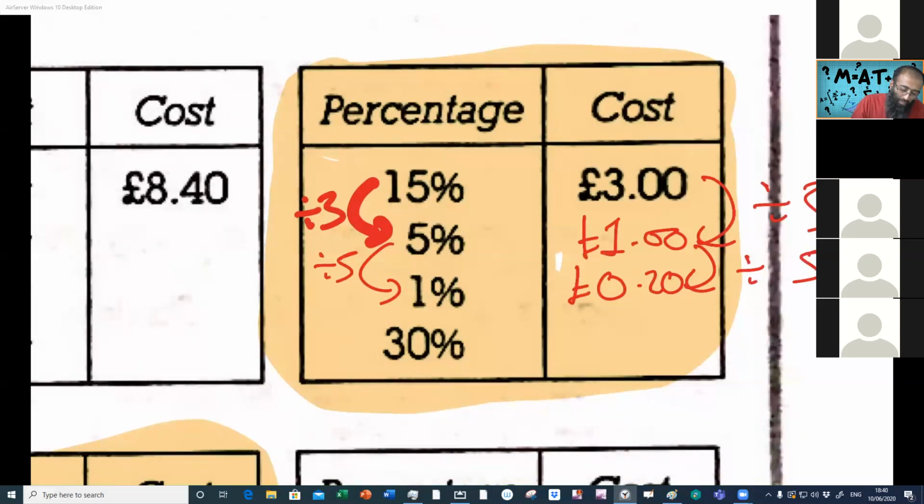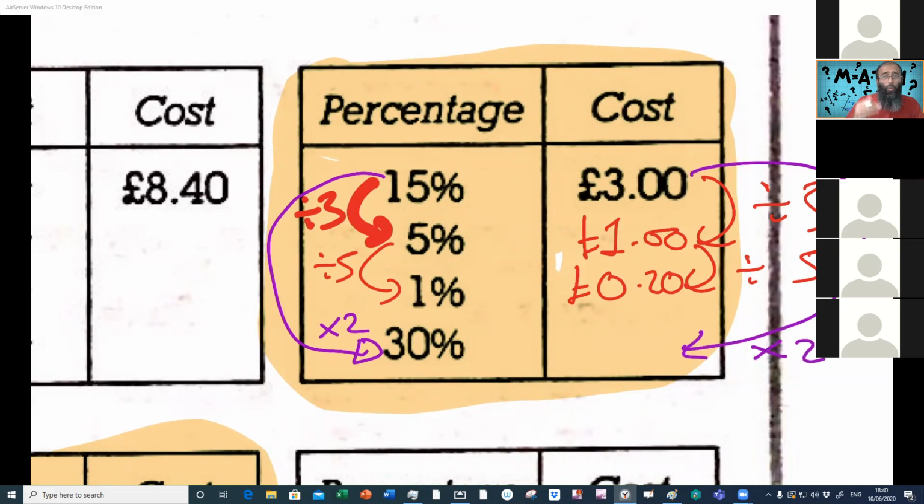Or let's go to the or. We could go from 15 to 30. How do you get from 15 to 30? Times it by 2. Okay, now what's better? 20p times by 30 or £3 times by 2? £3 times by 2. It's easier. Always choose the easy route. Human nature, we like to do things the easy way. So £3 times by 2 is?